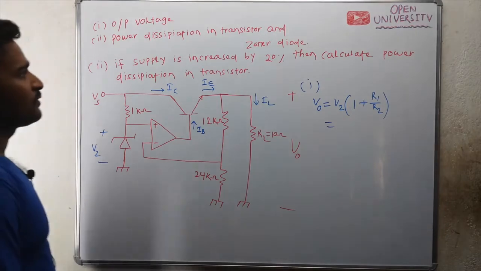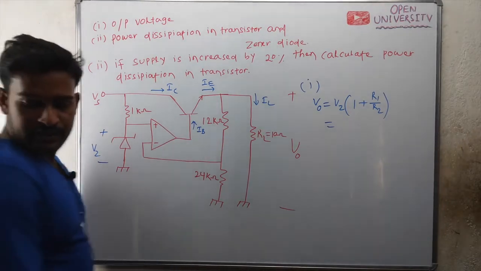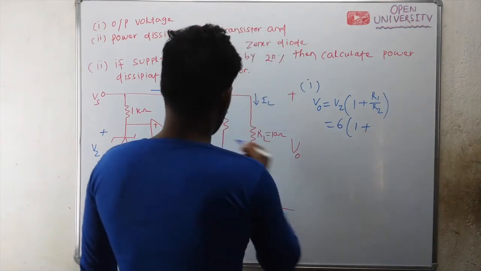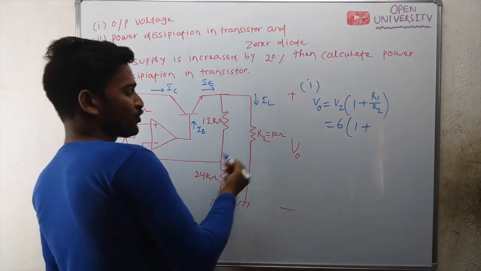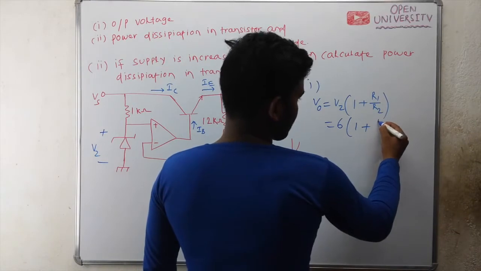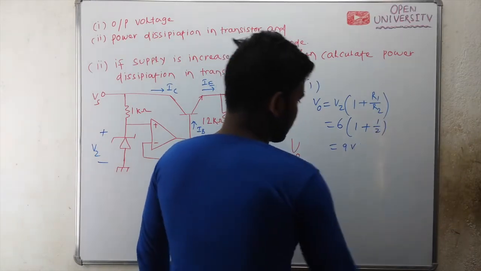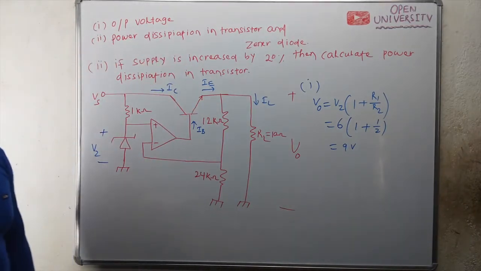What is the Vz value? Breakdown voltage 6 volt. So 6 into 1 plus, what is the R1 value? 12 kilo ohm. R2 value is 24 kilo ohm. So 12 by 24, that is 1 by 2. So 6 into 1.5, that will be 9 volt. Output voltage will be 9 volt.